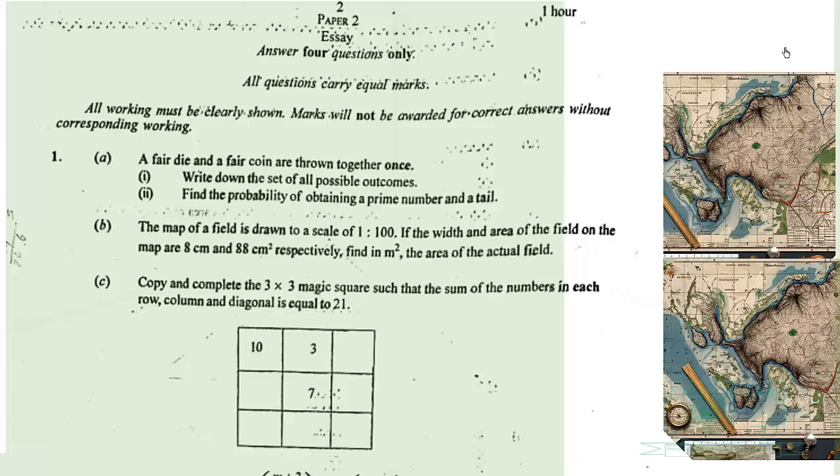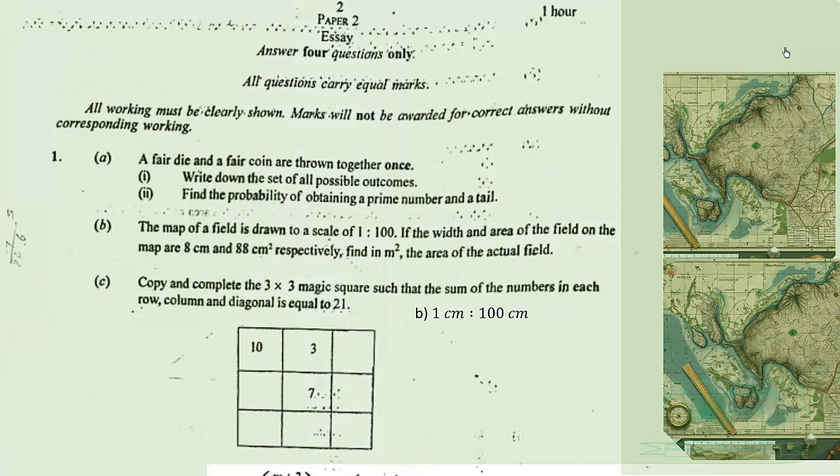Let's look at the B part of question 1. The map of a field is drawn to a scale of 1:100. If the width and area of the field on the map are 8 centimeters and 88 centimeters square respectively, find in meters squared the area of the actual field. So you have to do a lot of conversions here. So first, we have 1 centimeter to 100 centimeters.